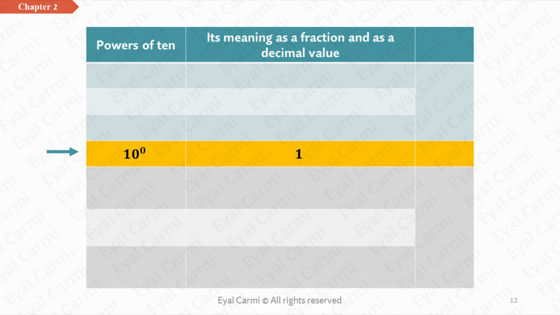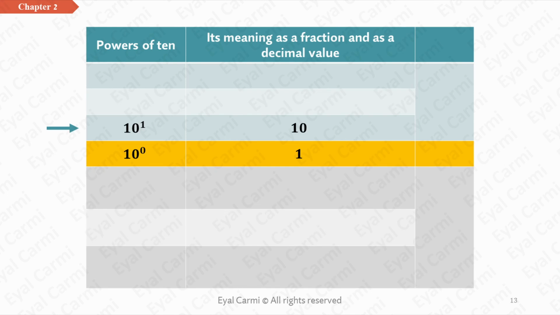Let's start with 10 to the power of 0. Any number raised to the power of 0 equals 1. Don't try figuring why, just accept it as is. Don't worry about it not being intuitive, because this is the only exception in this example you'll see that is counterintuitive.